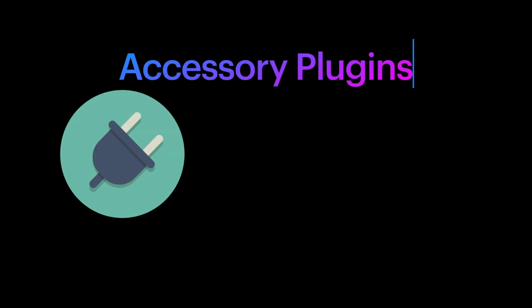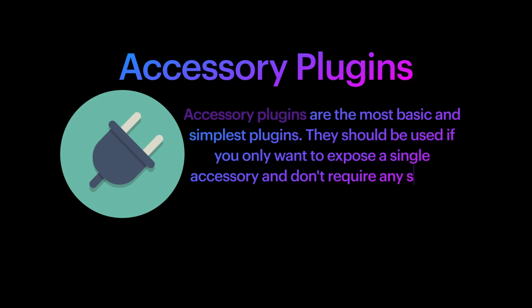So when you look at the accessories, these plugins are more focused and the most basic and simplest of all. They should be used only if you want to expose a single accessory and don't require any special functionality. So if you have gone through my videos such as the Pi-hole, the Synology, and the Plex, these are the plugins that use the accessory section. So it's only one device that's being exposed, no other functionality and no other sub-products are also exposed to HomeKit. So it's just one device.